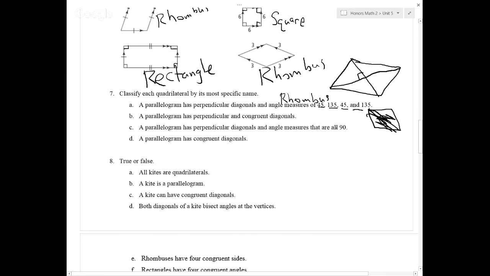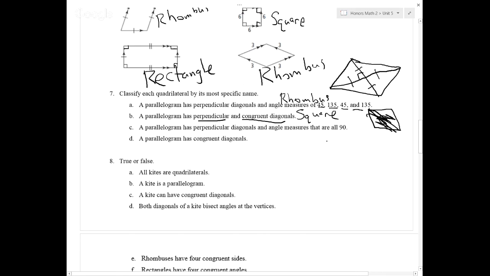Okay, up here, if we had perpendicular diagonals and congruent diagonals, that finally gives us a property from a rectangle, the congruent diagonals, and the perpendicular diagonals from a rhombus. So we're going to go square for that one.